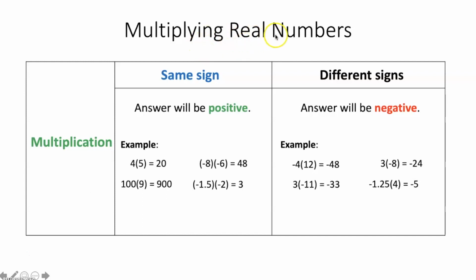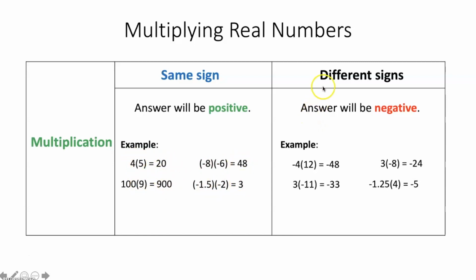Now let's talk about multiplying real numbers. So if you are multiplying two numbers that have the same sign, either they're both positive or they're both negative, your answer, your product, will always be positive. So again, doesn't matter whether you're multiplying two positive numbers together or two negative numbers together. If they're the same sign, your product, your answer, will be positive.